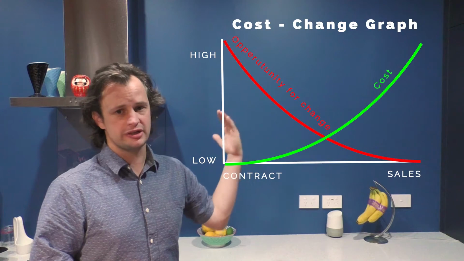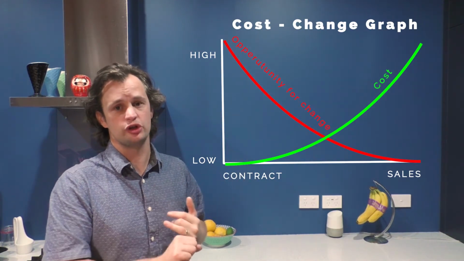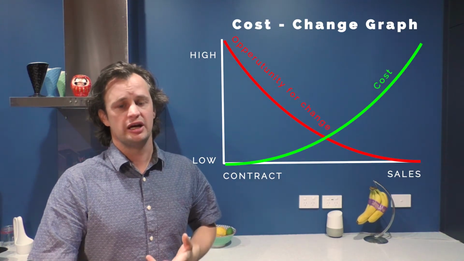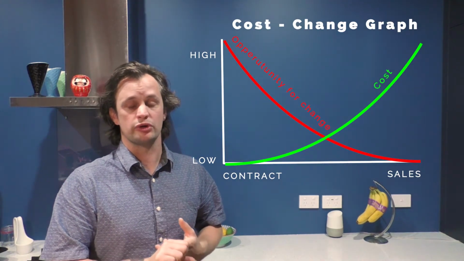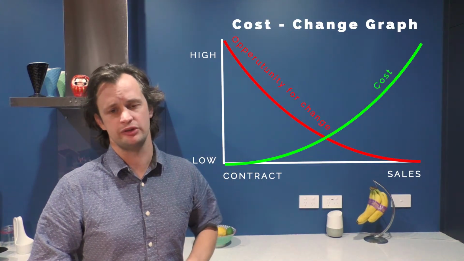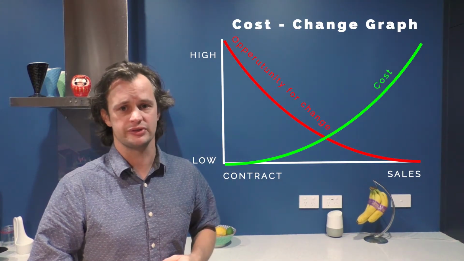So if you want to make any change at the start, it doesn't cost you much and you've got a huge opportunity to do it. As you get further and further along the process, it gets more and more expensive to make any changes, and you have less opportunity to be able to do it. That's basically what this is.